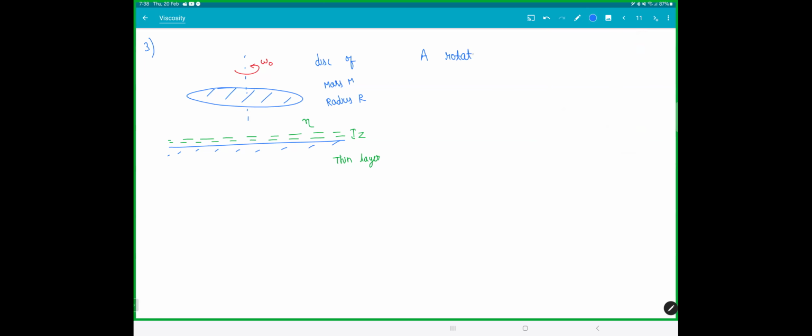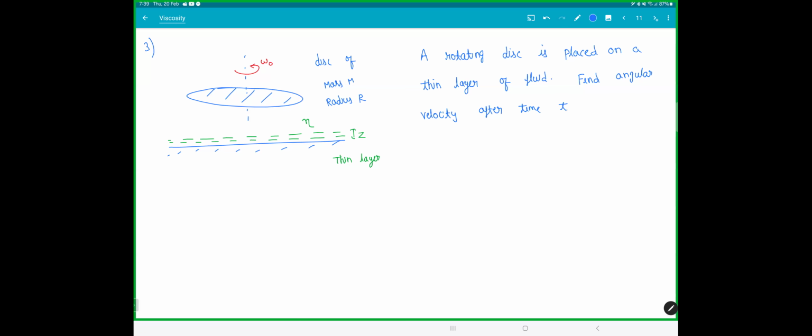Remember where we have seen this question? Anyone remember? We have done something like this before. A rotating disk is placed on a thin layer of a fluid. So we know the disk will slow down because of the viscosity. Find omega as function of time t. So if initial angular velocity is omega naught, find angular velocity after time t.